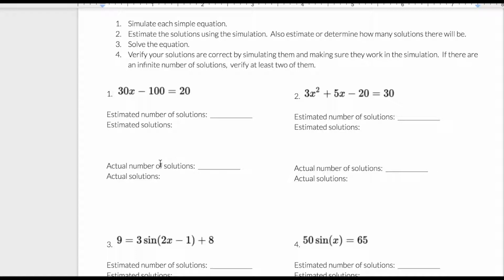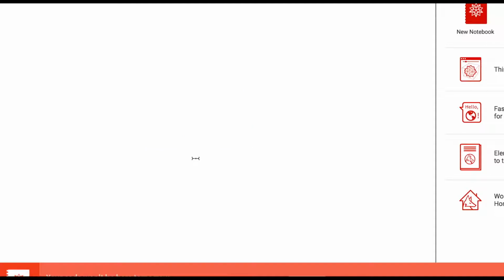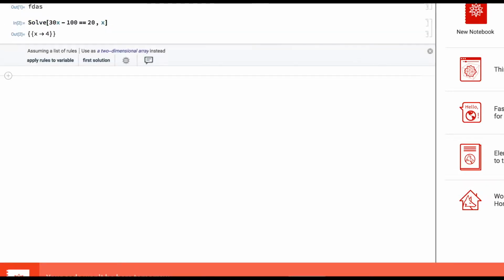Going back, now we're going to get the actual number of solutions and actual solutions, in which case we go to Wolfram for this. So in Wolfram, let me see here. I don't think the first line is in the window. So let me get a nonsense line. So in the first line, we're going to type Solve, and then we're going to type the equation, 30x minus 100 equals, with the double equal sign, 20, comma, x. We're solving for the variable x.